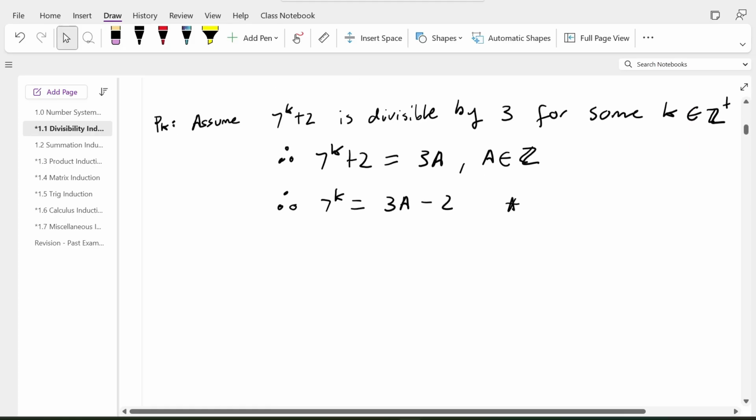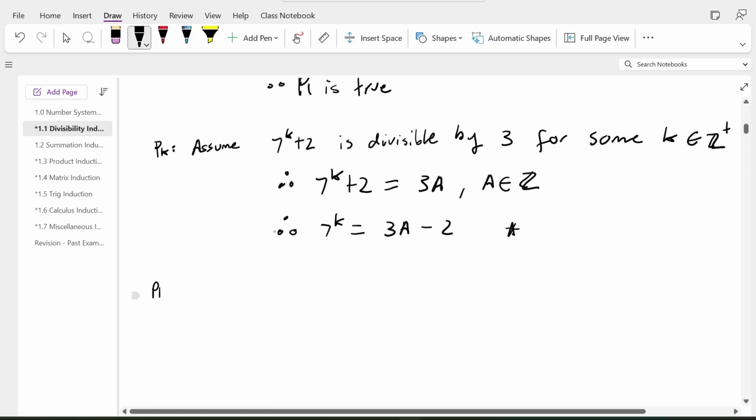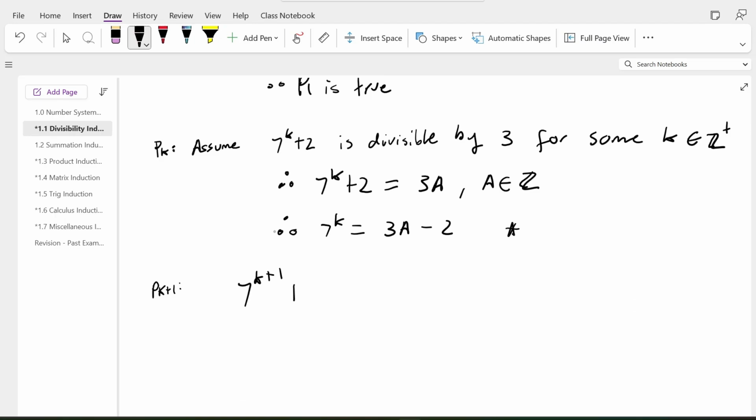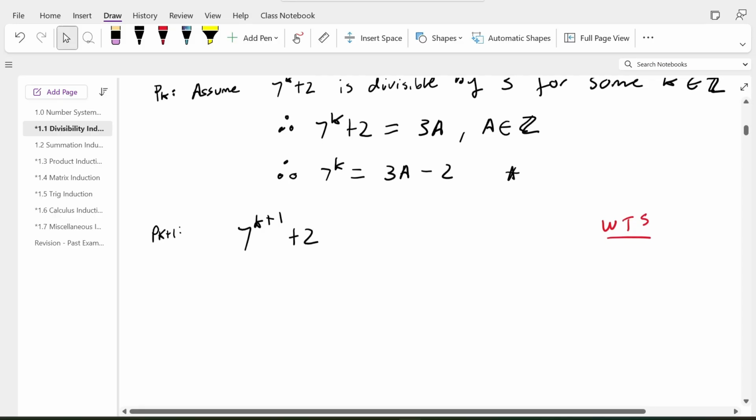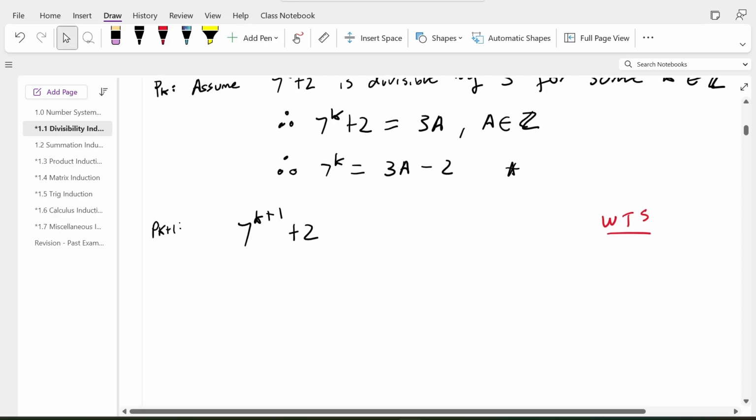Okay, so now we're going to do the pk plus 1 step. Okay, so we're going to be looking at 7 to the k plus 1 plus 2. Now, I'll often in induction do something called a want to show. What are we trying to prove here? And then we'd like to show that this thing is divisible by 3. So I'll just make a little note of that off to the side here.